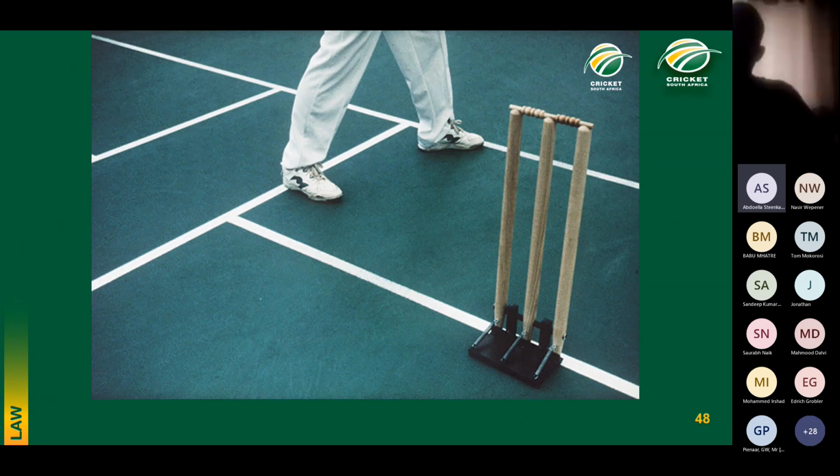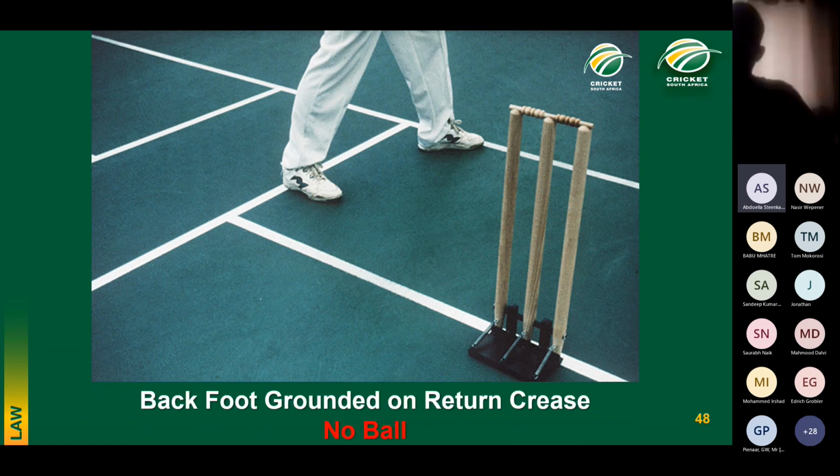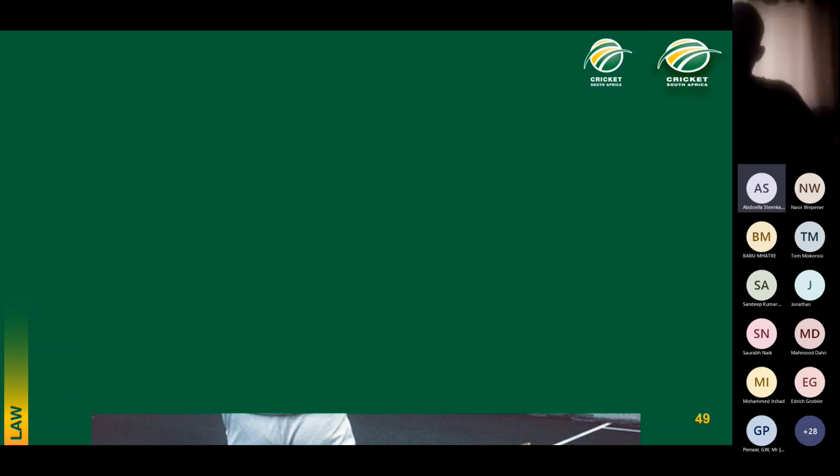Let's look at a few pictures. We start with the front foot. Which line is associated with the front foot? The popping crease. Looking at the popping crease, this is a right-hand bowler bowling over the wicket. At the front foot, is there any part of the front foot grounded or raised behind the popping crease? Yes, so we're happy with the front foot. Back foot. Is there any part of the back foot touching the return crease? Yes. So this will be a no ball. Back foot touching the return crease.